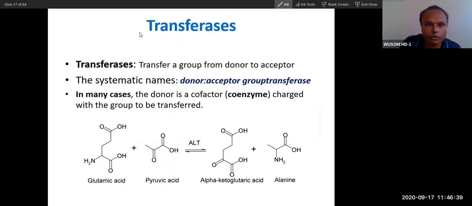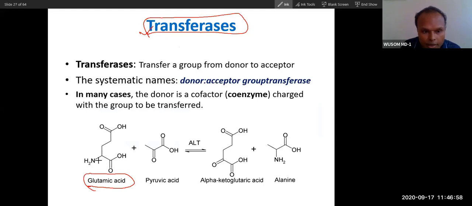Now let's talk about transferase. What does a transferase do? Transferases transfer one molecule from another molecule. As the name suggests, it transfers. So what is the reaction type? It transfers. You can see this example here. This is glutamic acid, an amino acid. From this glutamic acid, what happens? You can see the change in this glutamic acid.